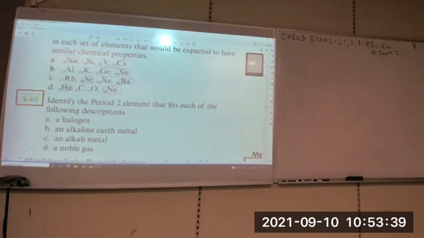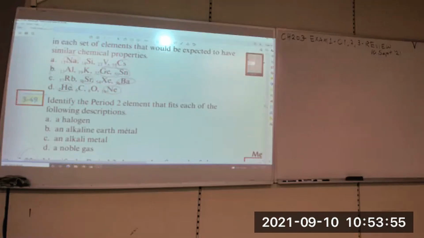I got talking and forgot about the period part. Periods here are numbered from top to bottom. That's always been the case. First period only has helium and hydrogen. Second period here, third period, fourth period, fifth period, sixth period.